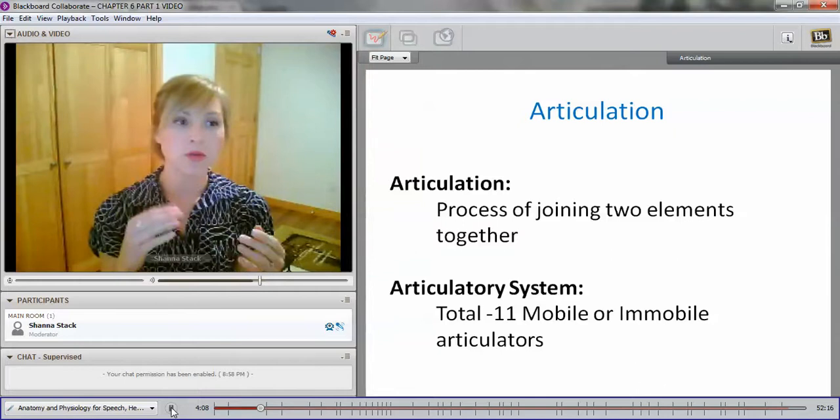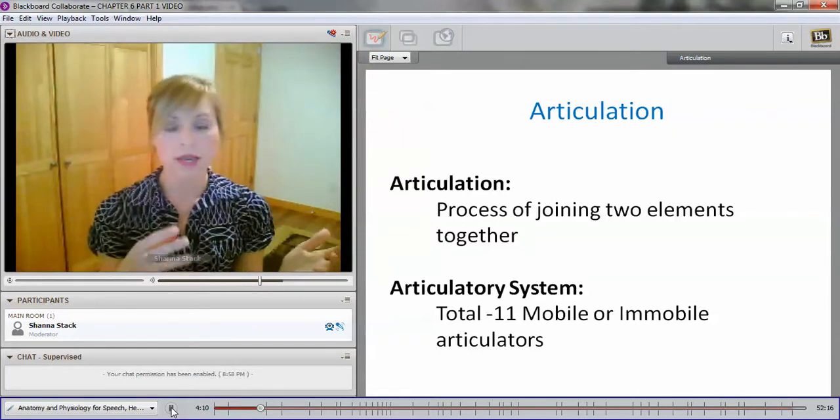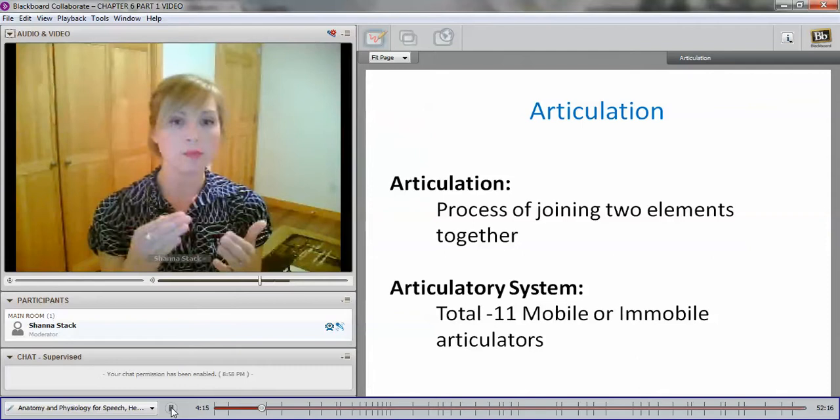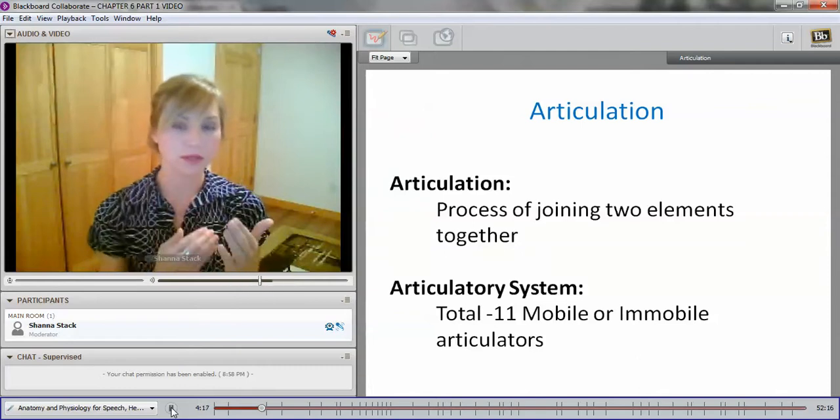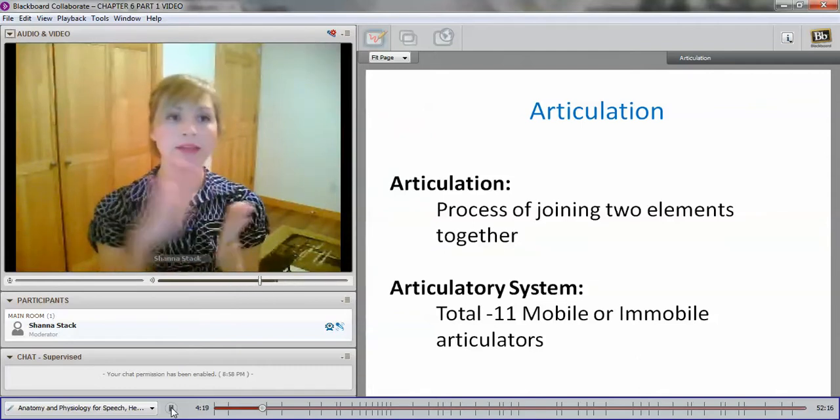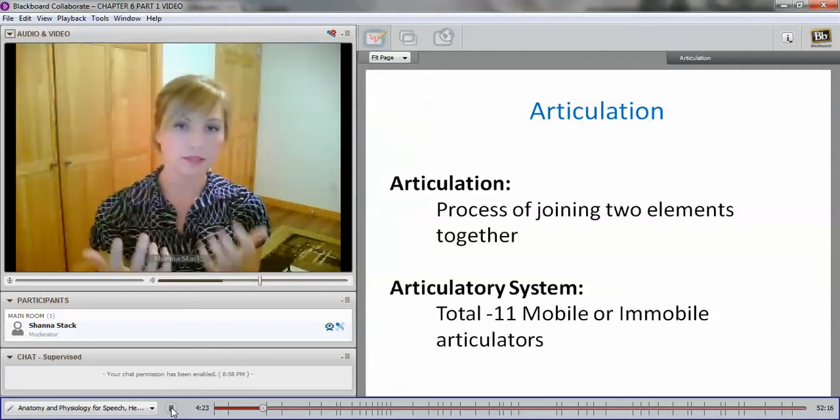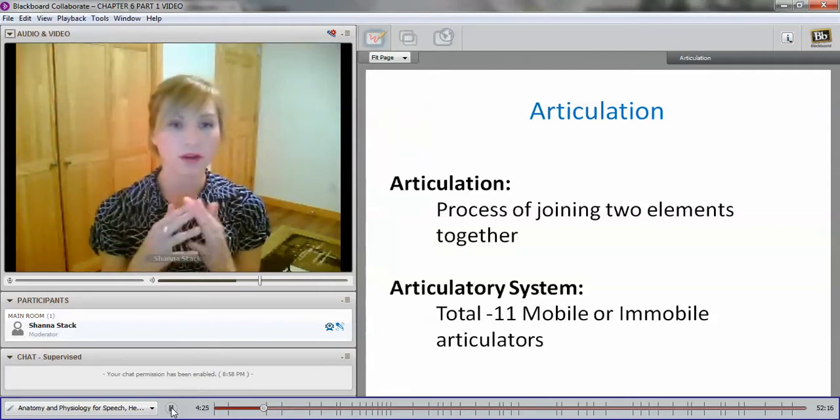And then we're going to go through the bones of the cranial skull, and many of those are going to be listed, at least in this lecture. Those mobile and immobile articulators are going to be covered. And then in the next section, we'll start talking about some of the muscles and soft tissue and so forth that play a role in that articulatory system.